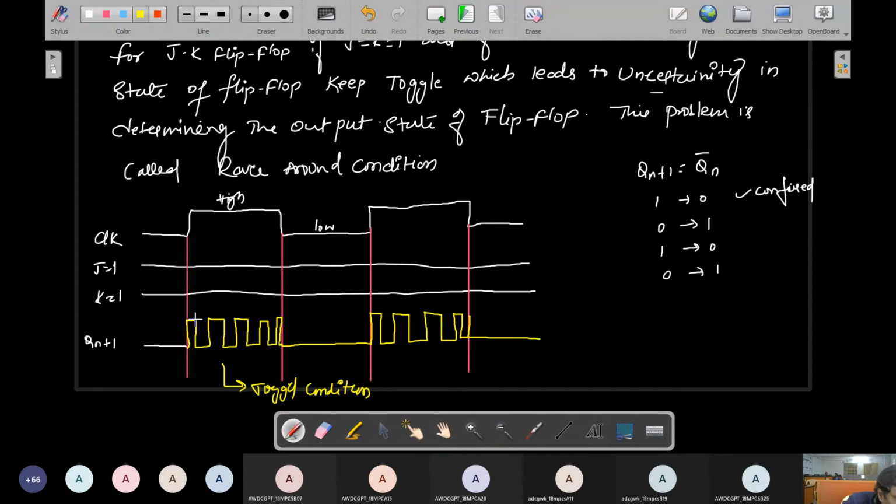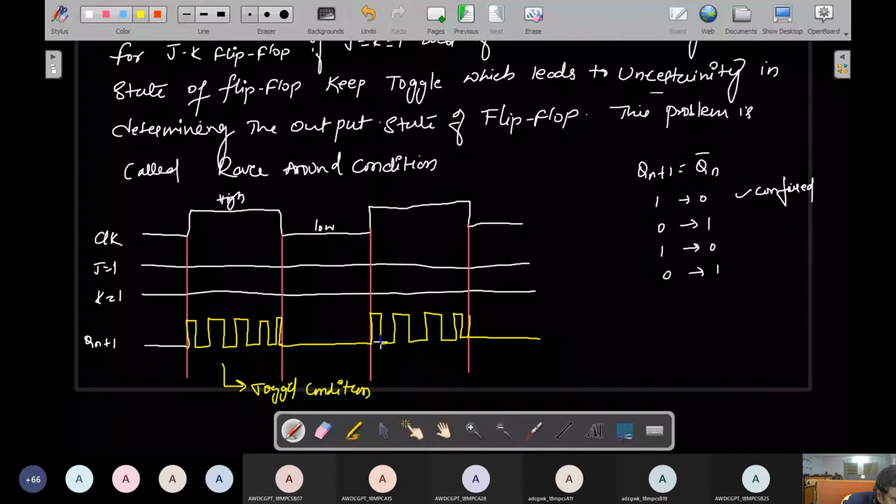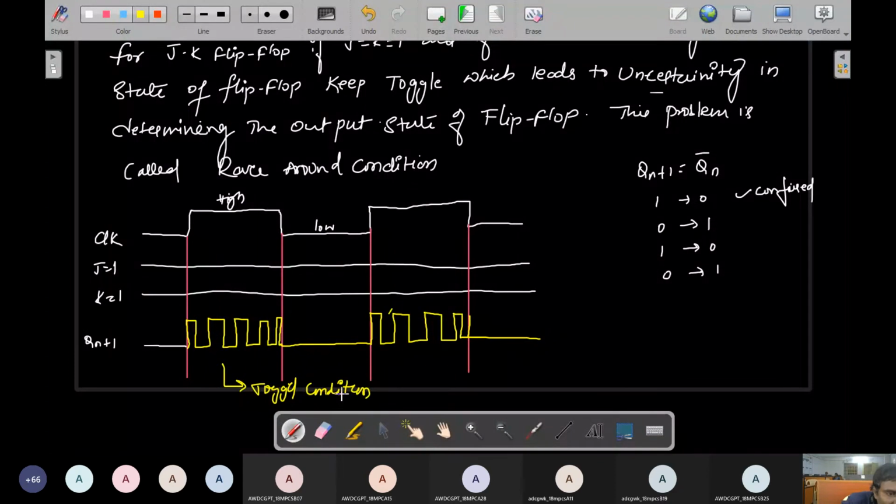For a certain period it gives 0, and for a certain period it gives high; at a certain period it gives low, and at a certain period it gives high. So like that, while the clock pulse is high, until the high clock pulse ends, it shows a toggling condition. Again it comes to low, it prefers the 0 value. Again it comes to high, the clock is high, and again it shows a toggle condition. So this condition is nothing but the race around condition.